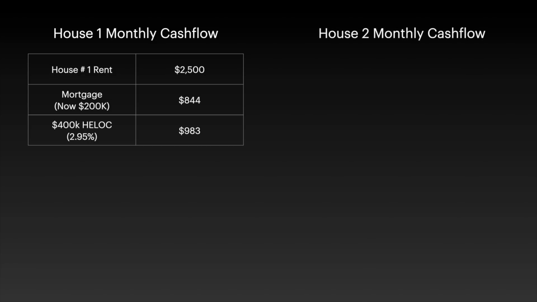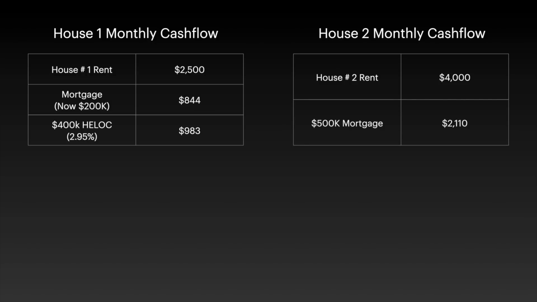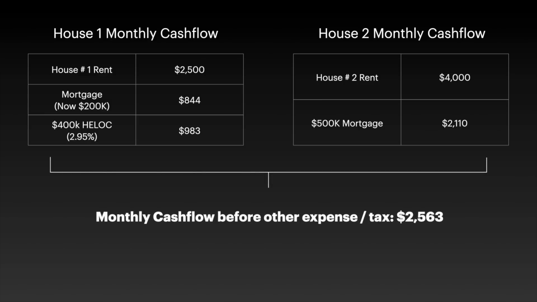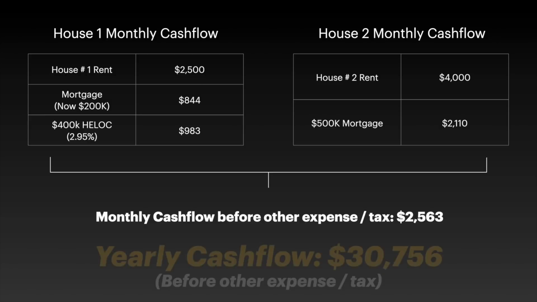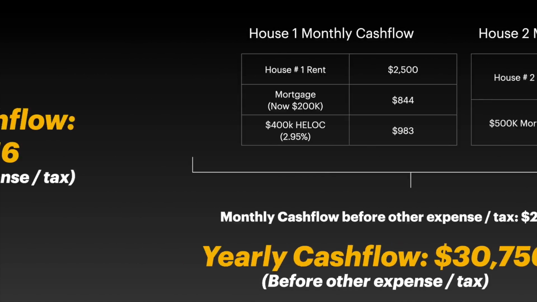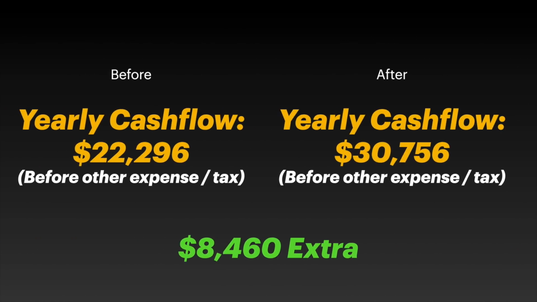Now, house number two: rent is the same, $4,000, and we have a mortgage of $500K, so our monthly payment will be $2,110. Take all the rent minus our payments, and our total cash flow before other expenses and tax is going to be $2,563 per month, and our yearly will be $30,000. So by restructuring our debt, we brought up our cash flow by $8,000 a year.